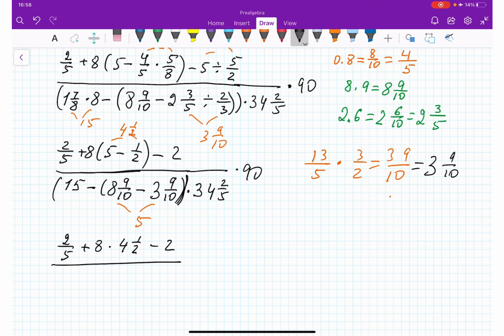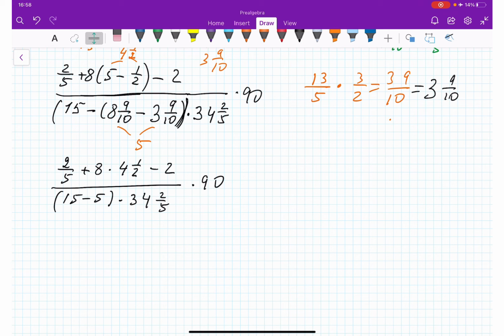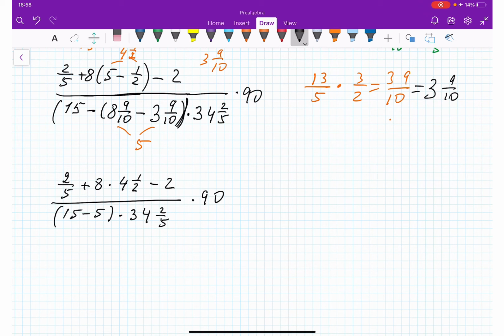In denominator I'm going to get 15 minus 5, right? Let me write down 15 minus 5 in parentheses, times 34 and 2/5 and times 90. So next we are going to get multiplication on the top in numerator, which is going to be 8 times 4 and 1/2. It's going to be 8 plus 1, 9/2. This is 1, this is 4. We're going to get 36.